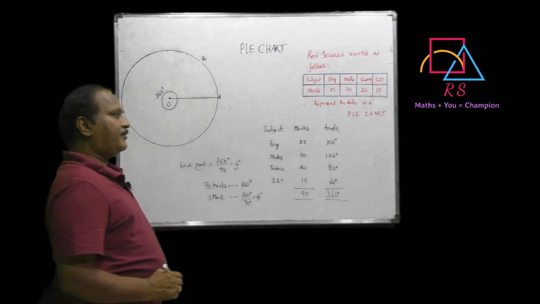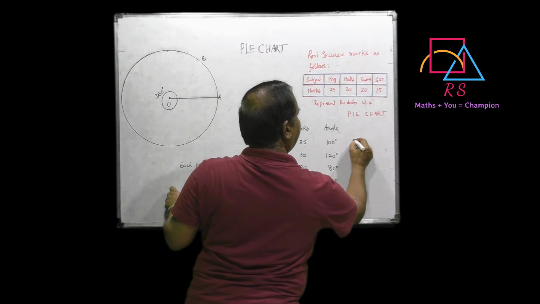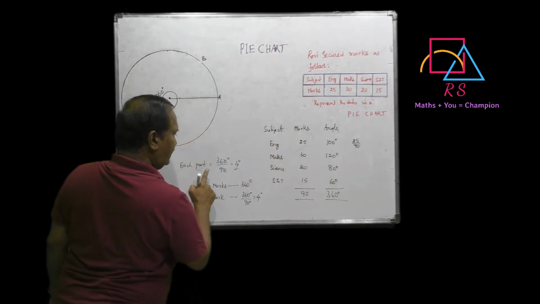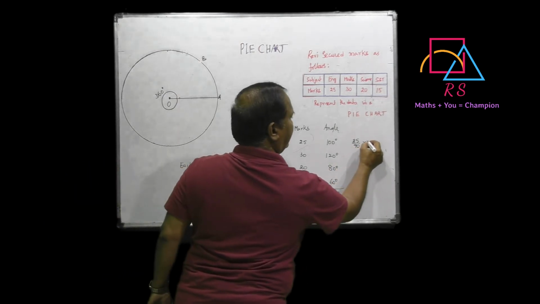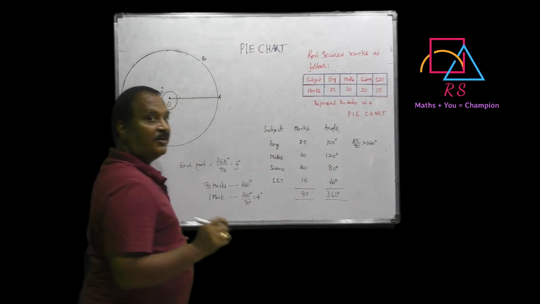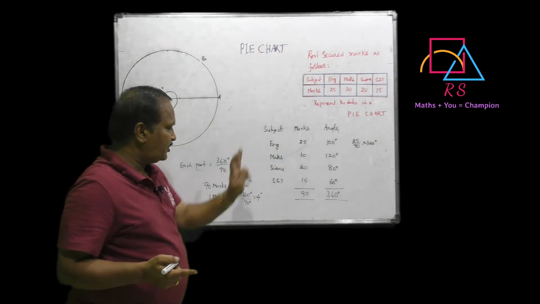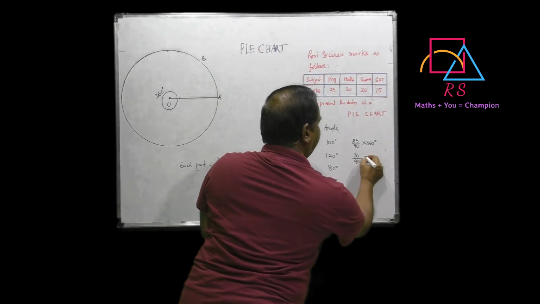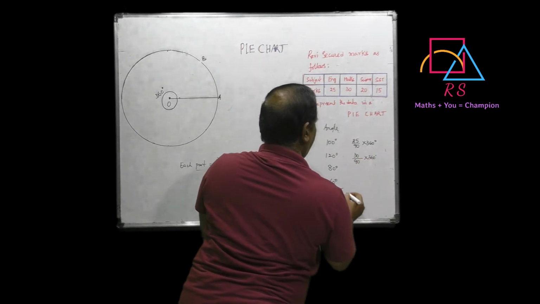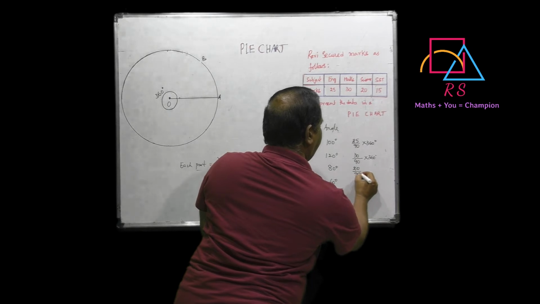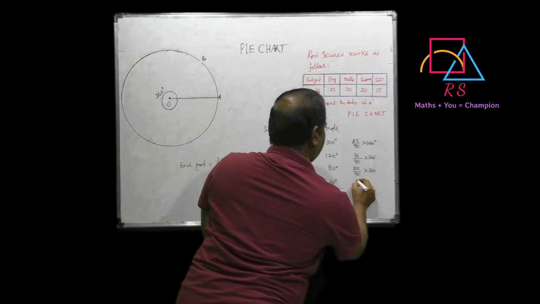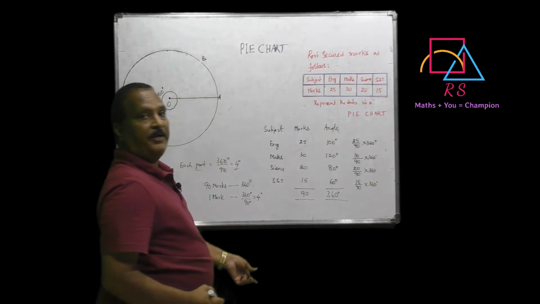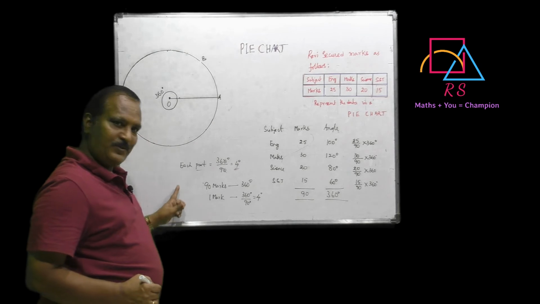So some books will have the formula also. What is the formula? 25 by 90, that is 25 parts out of 90 into 360 degrees. This is the formula you can have. 25 parts out of 90, then 30 parts out of 90 into 360 degrees, and 20 out of 90 into 360 degrees, and 15 out of 90 into 360 degrees. You can use this formula or you can use this way.